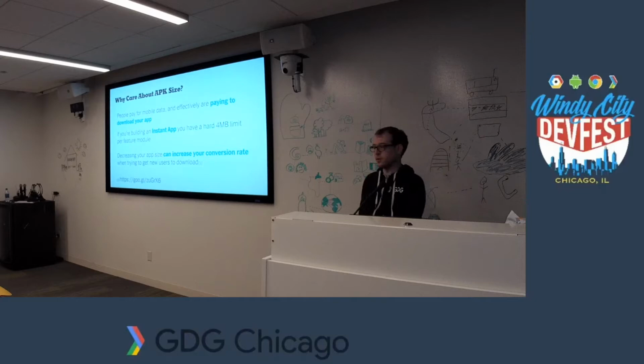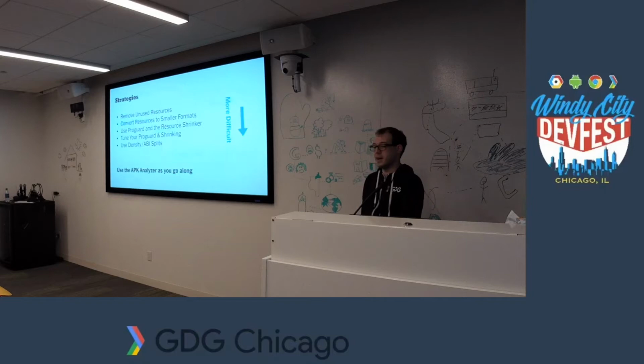So we're going to talk about some strategies to shrink your app. These vary in difficulty and in the level of permanent commitment you have to make. So easy is finding unused resources in your app package and stripping them out. Next is finding the resources you have and converting them to smaller formats. You can turn on ProGuard and Resource Shrinker in the Android toolchain.